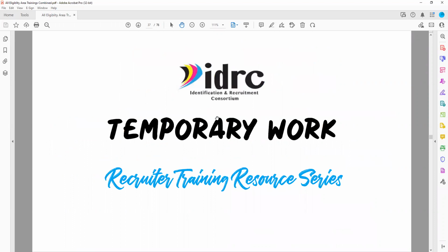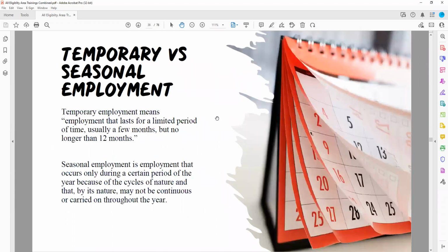Moving on to temporary work. So we're now looking specifically at a specific type of work. Temporary work means that it has to last less than 12 months. It could be a few months, it could be a few weeks. So any work has to either be temporary or seasonal in order for it to be eligible. Temporary must be less than 12 months. Seasonal means that it's directly dependent on the types of seasons in nature, cycles in nature.